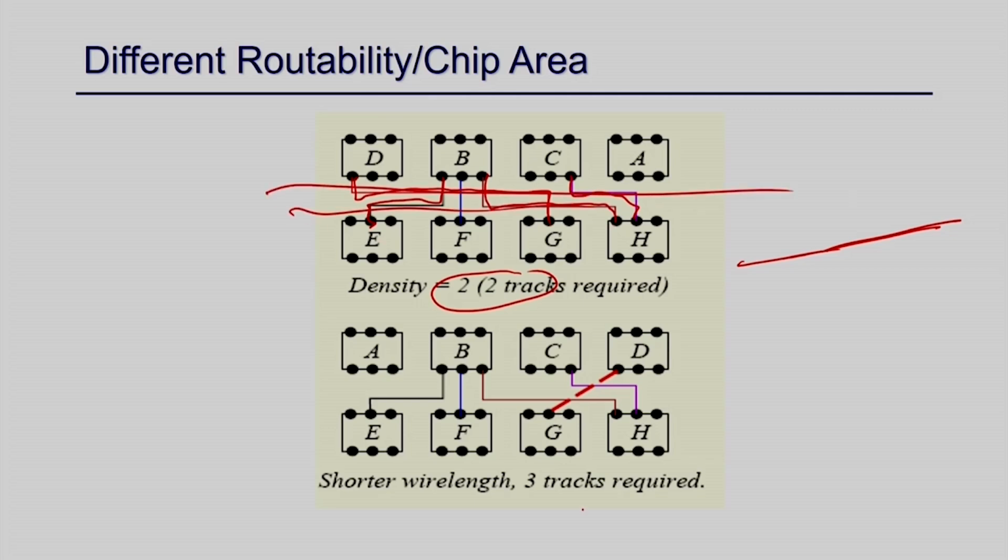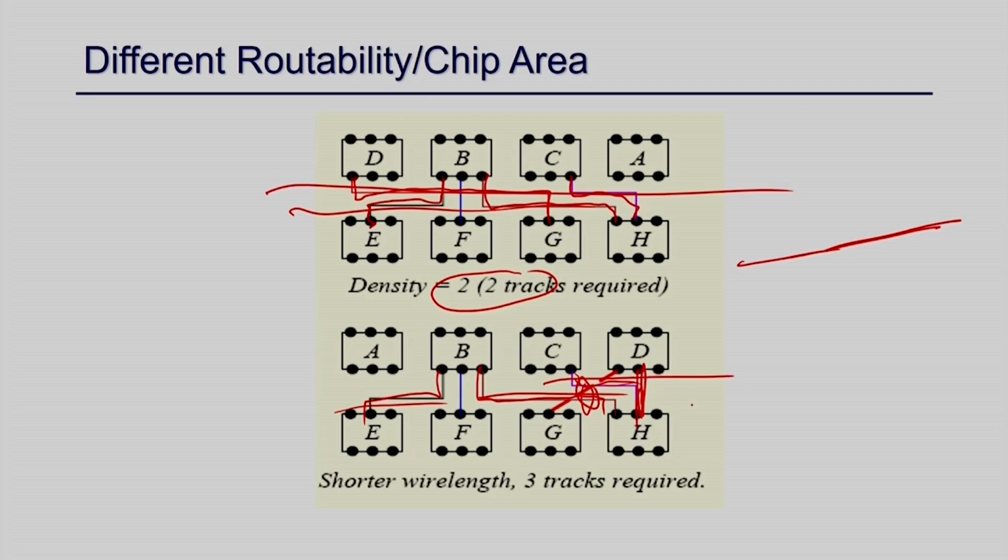So you need 2 tracks, right. Whereas if you have a different placement, A, B, C, D, E, F, G, H, now this connection and this connection cannot be placed in the same track, because there is an overlapping portion. So they have to be in 2 tracks. Similarly, this has to be made here. So I need 1 track, 2 tracks, and then B to E. Now, B to F is there, and D to H I cannot make the connection, so I need another layer, right.